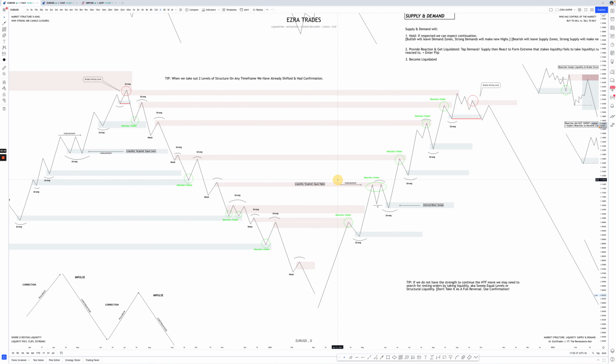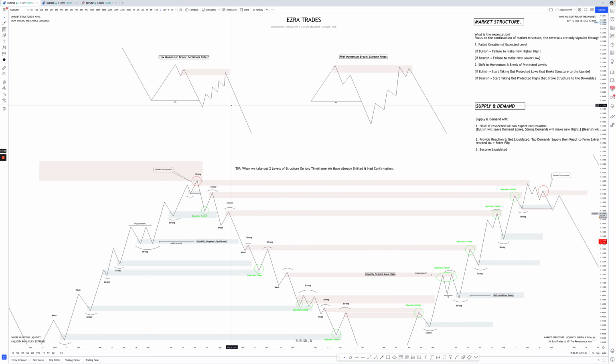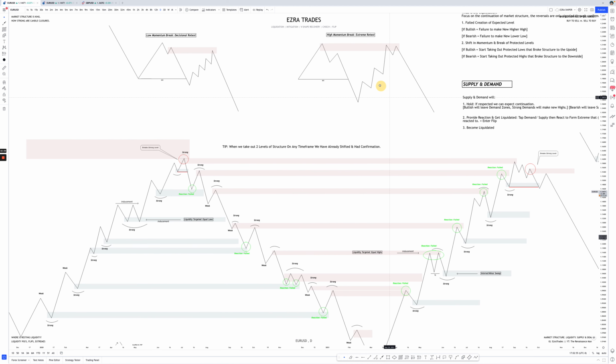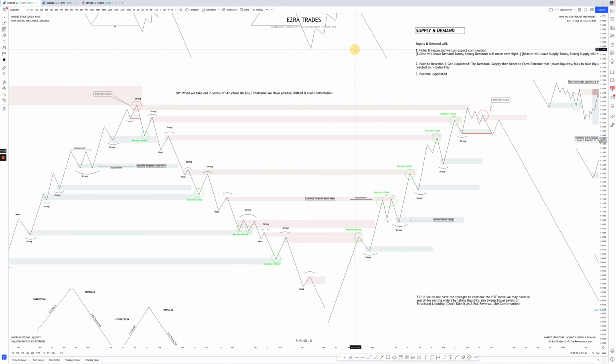Now what happens? Now that we have, let's move this a little bit to the right. Now that we've done what? We've had the corrective pullback bullish, we've tapped higher time frame supply, we've had an impulse continuation bearish that broke structure to the downside. Whether it is a low momentum break or high momentum break, it doesn't matter. In this case, let's just assume it's a high momentum break and we're coming back to the extreme, right?